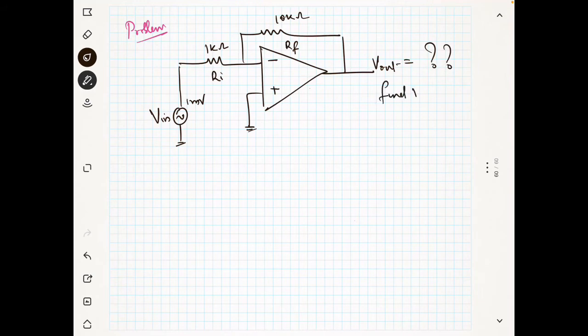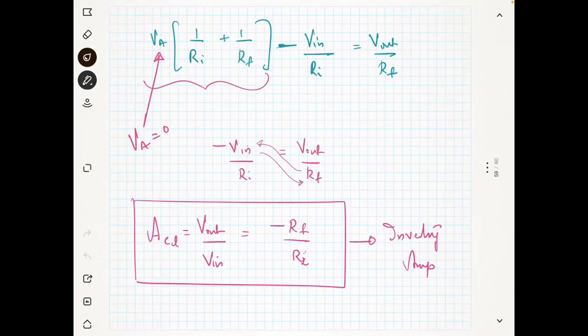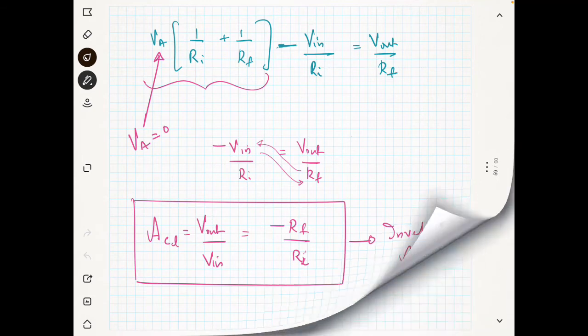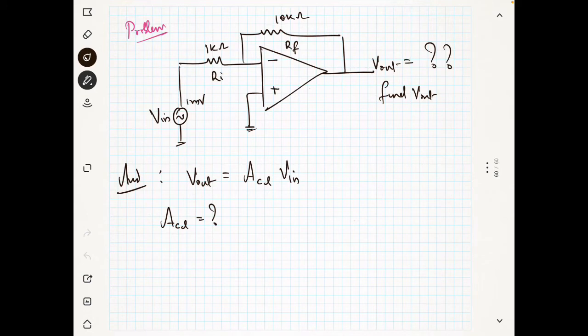Find V out. So for answering this question, we need to write the equation for V out. What is V out? V out is equal to the closed loop gain, because this is a closed loop circuit, into V in, right? But what is closed loop gain? So don't write the equation as such. We know from the previous proof that it is minus Rf by Ri. You can see a minus sign because it is an inverting amplifier. It will change the sign, that's why.